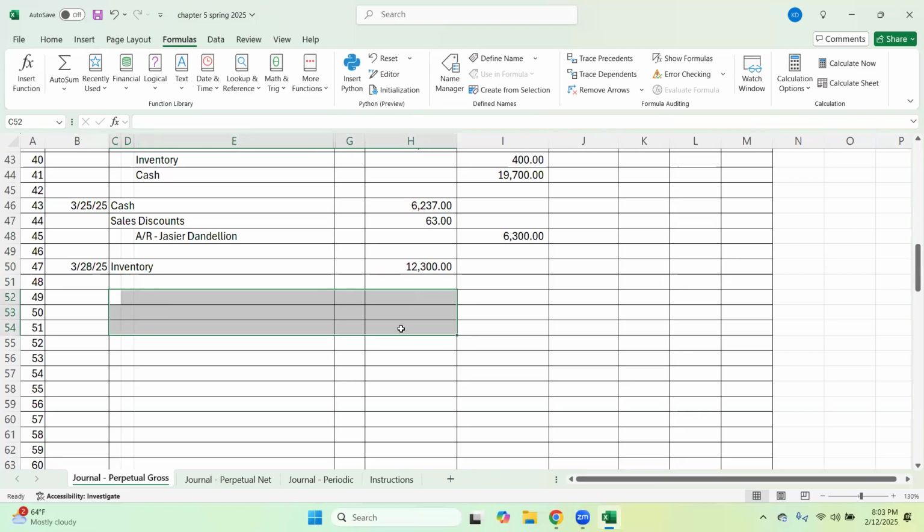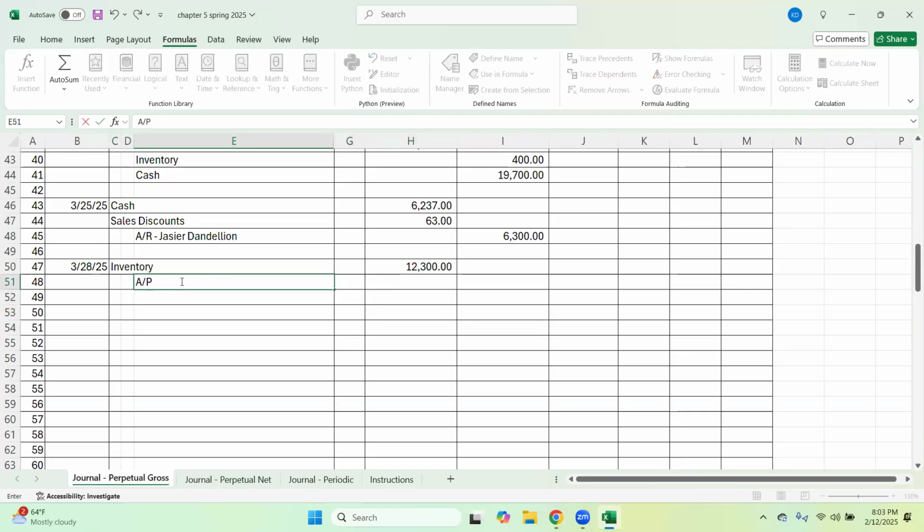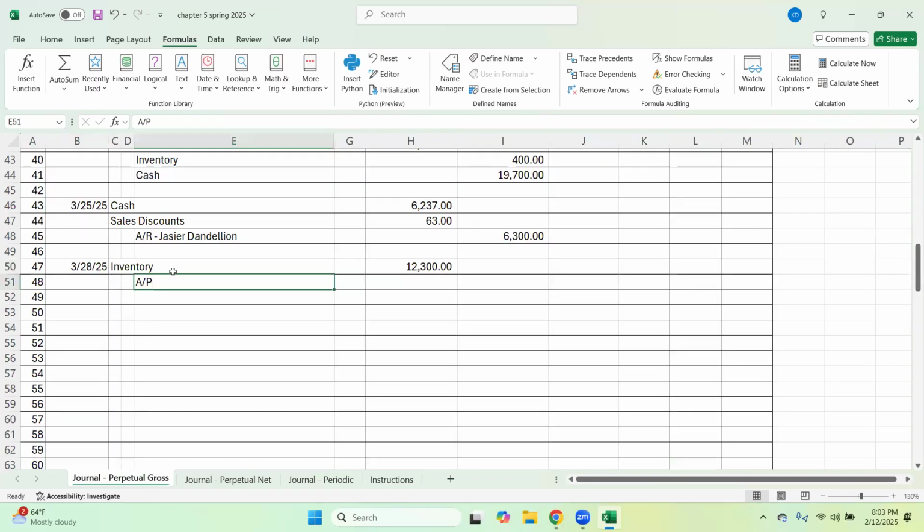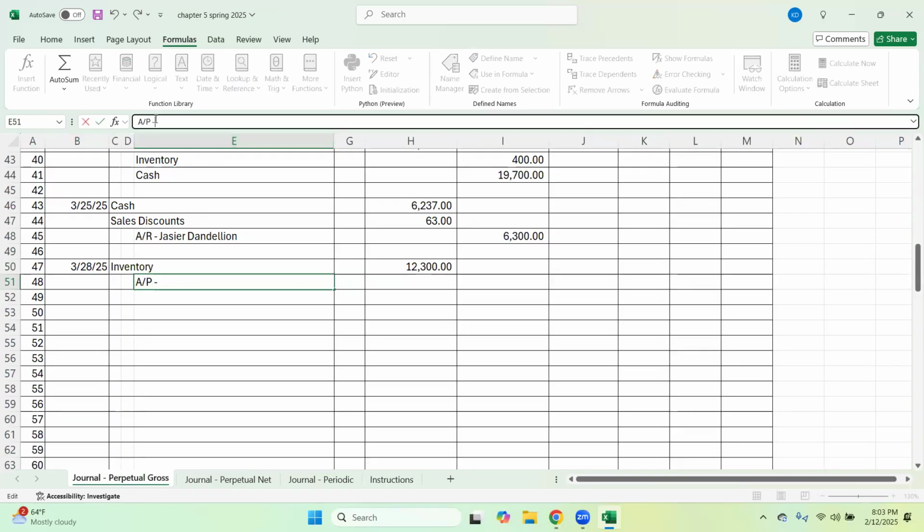In computerized accounting, we would be entering that data in, and it would help us quite a bit. Accounts payable, who did I buy it from? Royce Pearson. He's the dude that also liked the Jennifer girl, but he liked her even before she was pretty.